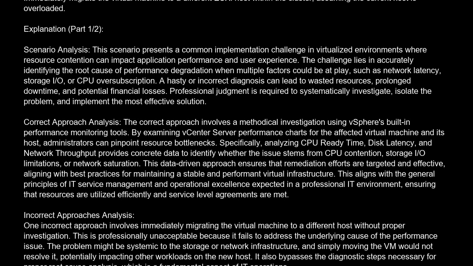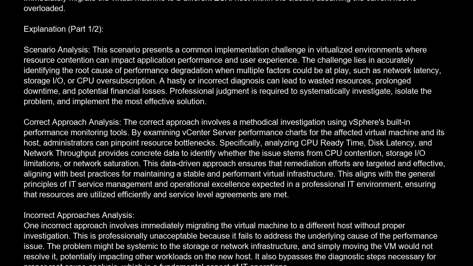The correct answer is C. Immediately migrate the virtual machine to a different ESXi host within the cluster, assuming the current host is overloaded. Explanation. Scenario analysis. This scenario presents a common implementation challenge in virtualized environments where resource contention can impact application performance and user experience. The challenge lies in accurately identifying the root cause of performance degradation when multiple factors could be at play, such as network latency, storage I/O, or CPU oversubscription.